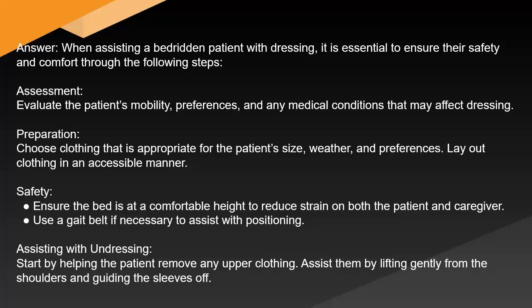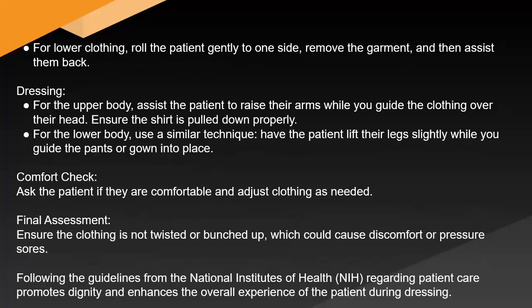Assisting with undressing: start by helping the patient remove any upper clothing. Assist them by lifting gently from the shoulders and guiding the sleeves off. For lower clothing, roll the patient gently to one side to remove the garment and then assist them back. Dressing: for the upper body, assist the patient to raise their arms while you guide the clothing over their head. Ensure the shirt is pulled down properly.